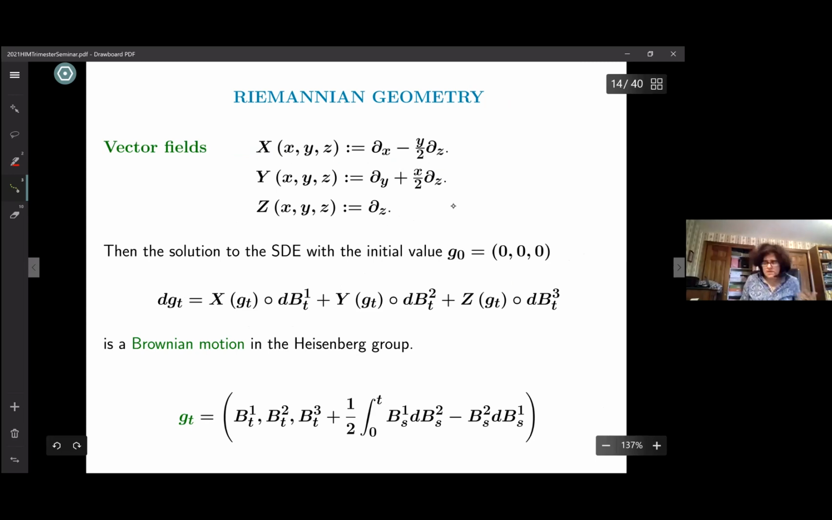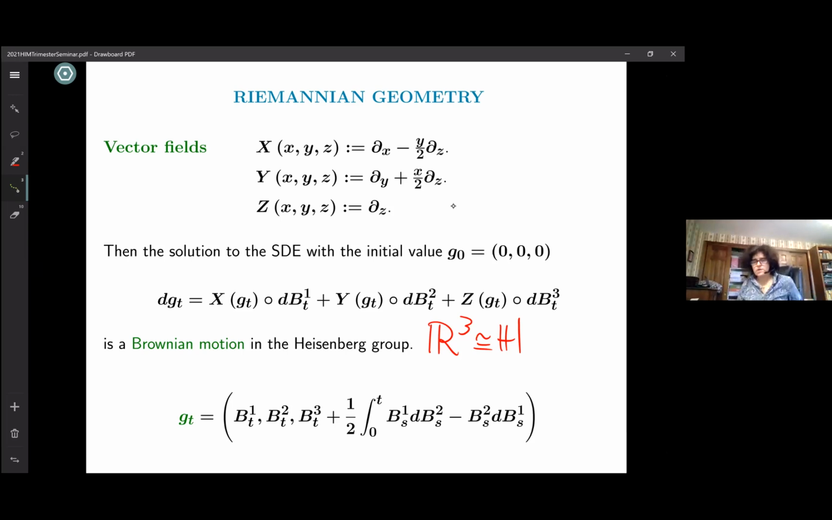So what we'll do, we'll take this R^3 and equip it with three different geometries. One was flat, another is the Riemannian geometry, which is not flat. And you can do it by introducing these three vector fields. So what I'm aiming at is to look at what's called the Heisenberg group. In this case, the Heisenberg group is just R^3, which has the structure of a group with a funny multiplication law, which I might mention later, not right now.